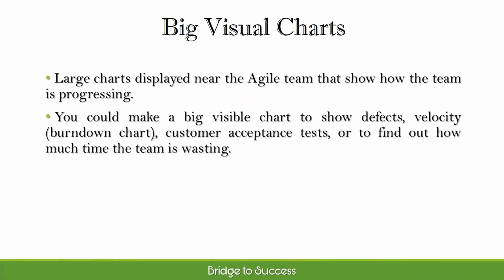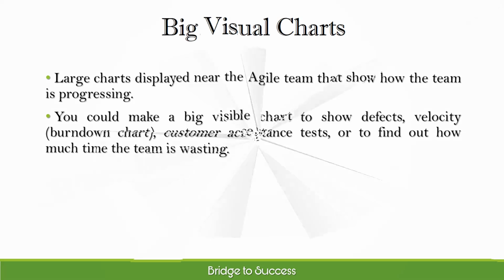Big visual charts are large charts displayed near the Agile team that show how the team is progressing. You could make a big visible chart to show defects, velocity, burndown chart, customer acceptance tests, or to find out how much time the team is wasting.